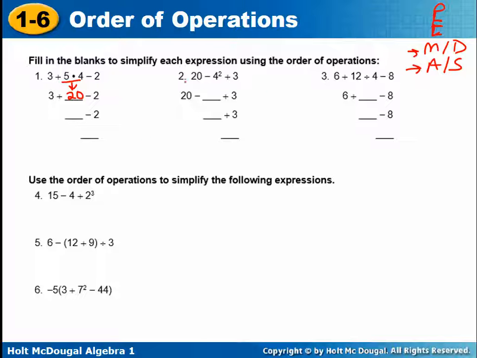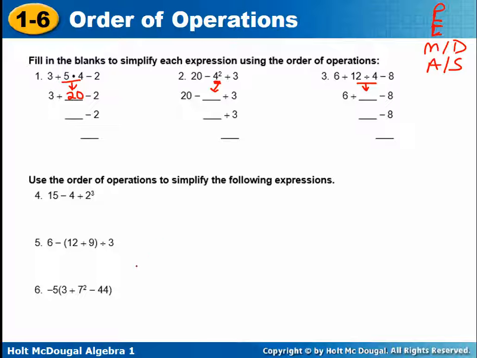In number 2, we will start with our exponents, because there's no grouping, but there is an exponent right here. We have to figure out what 4 squared is and put that right here. So we'll start with exponents on that one, and I'll let you finish that one. Next would be subtraction, and then you would add. In number 3, there's no exponent, but there is some division right here. So you'll do the division and put your answer here, and then continue to solve.